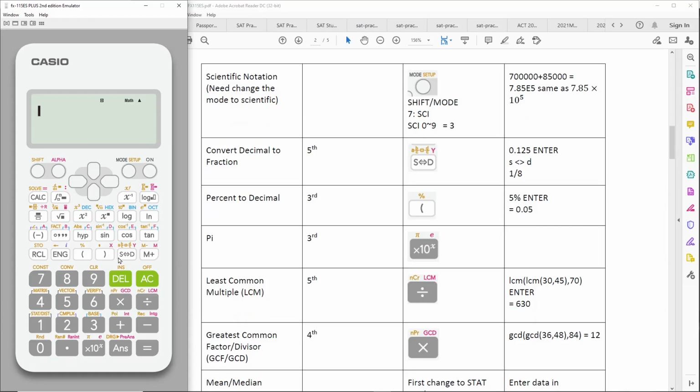Now you might encounter some problems that deal with scientific notation. What you can do is put your calculator in scientific notation mode, and you can do those calculations directly on the calculator. So I do shift mode to go up to setup, and option 7, scientific notation. So I choose 7, and then how many decimal places I want. So I'll just do 3. So now if I did 700,000 plus 85,000, and do equal, the result is 7.85 times 10 to the 5th power. So here's my answer in scientific notation.